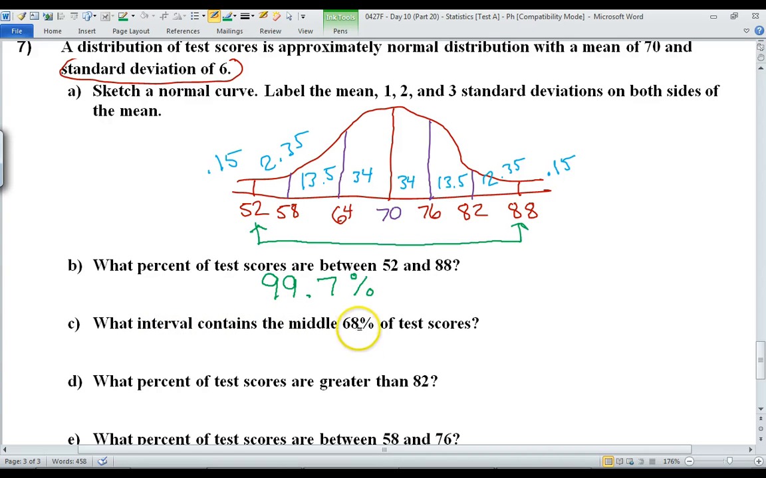What interval contains 68% of the data? Correct. The 68% is one standard deviation in both directions. So that interval is, and you can write it this way, 64 to 76. Or you can write it in words, 64 to 76 with words. What percent of the test scores are greater than 82? Yes. Let me get rid of some of this. Greater than 82. So we're talking about being 82 or greater. From here to here, you added up these two, that's 2.5%.